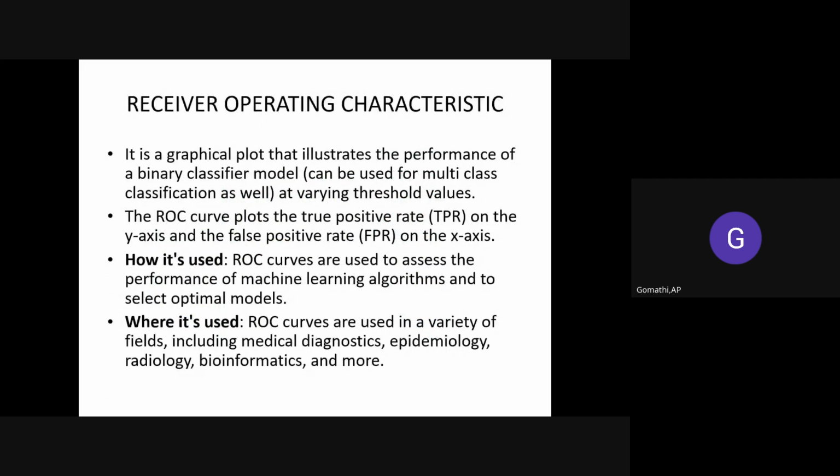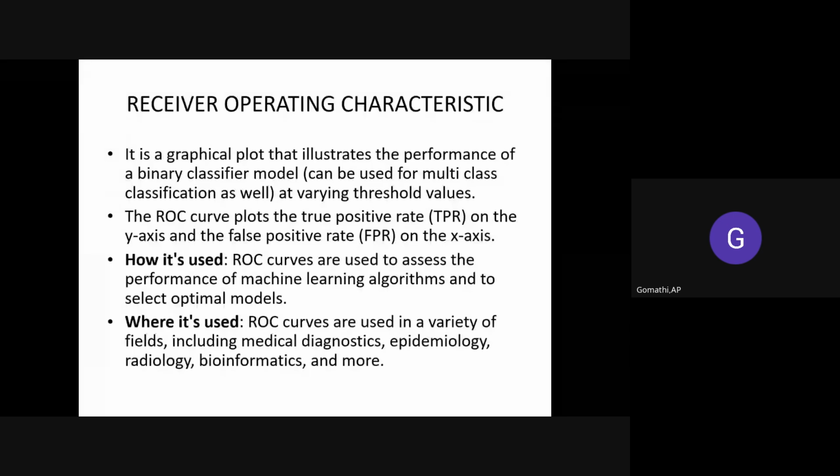Next one is the receiver operating characteristic, that is the ROC curve. It is a graphical representation mainly used to evaluate the performance of a binary classification model. Not only a binary classification model, we can use it for multi-classification also. Simply we can call it a ROC curve.